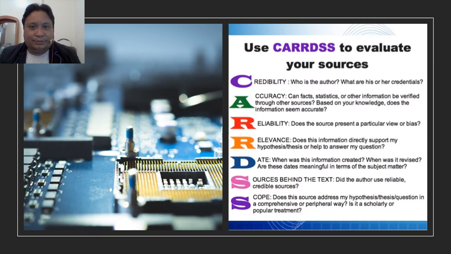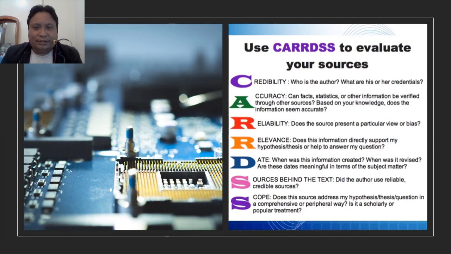Okay, so here, one of the ways to evaluate your internet source is the use of CARDSS, C-A-R-R-D-S-S. So C is for credibility. So who is the author? What are his or her credentials? A is for accuracy. Accuracy means the facts, statistics, or other information can be verified through other sources. Based on your knowledge, does the information seem accurate? R is for reliability. Does the source present a particular view or bias?